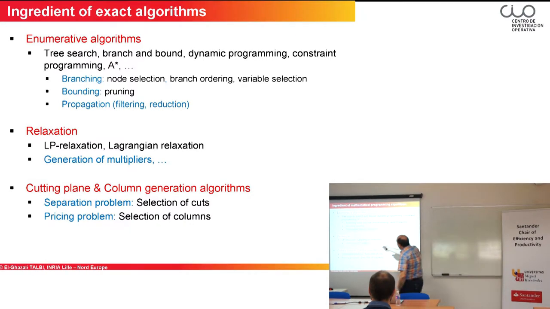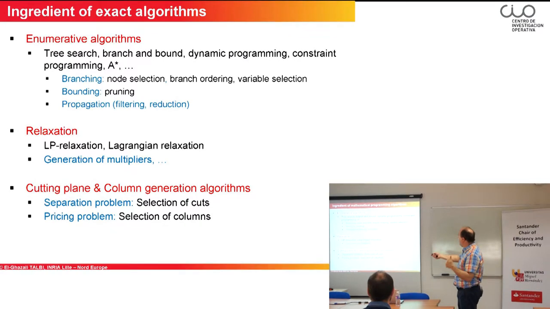And what are the main ingredients in those algorithms? The branching. Which node of the tree you will start to explore? Branching, what we call branching. Node selection, branch ordering, variable selection. Bounding, how you prune the tree. It means how you cut. You will say, this part of the tree, I will not explore it. I'm sure that the optimal solution is not there.